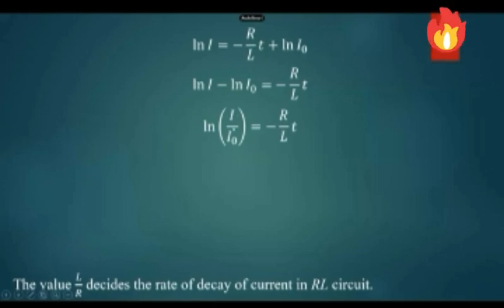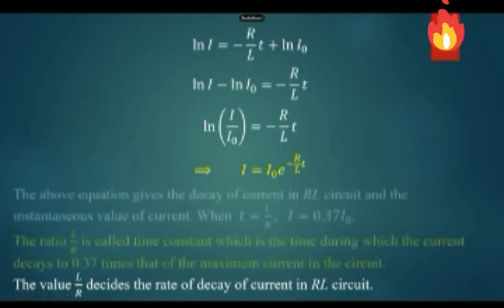You need the expression for I, so you convert this logarithm equation into an exponential equation. You know that if ln of m is equal to x, it means that m will be equal to e to the power x. So, this will give I equal to I naught into exponential to the power minus r by L into t. This is how we can convert the logarithm equation into an exponential equation. This expression gives you the decay of current in a series RL circuit.